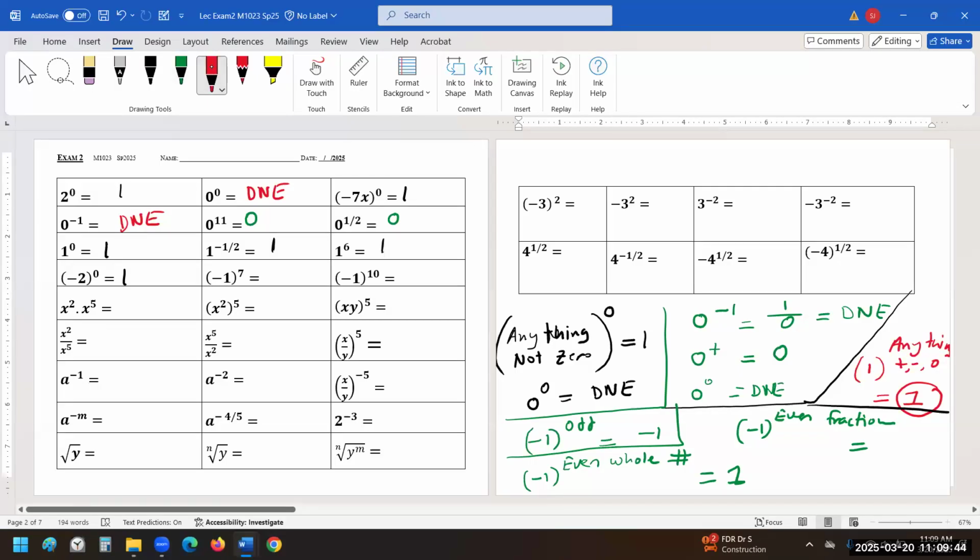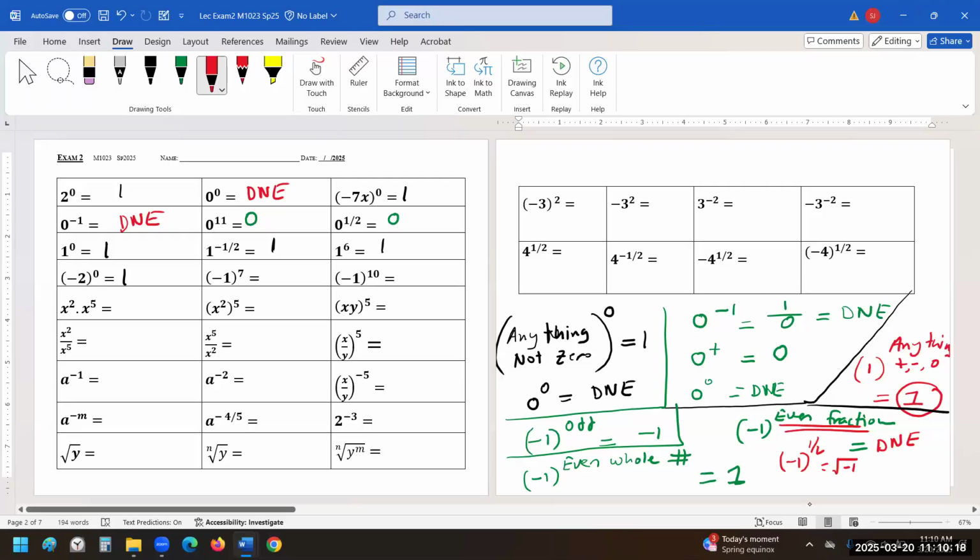On the other hand, if you have an even fraction, for example -1 to the 1/2 power, 1/2 means square root, right? So what is the square root of -1? It doesn't exist because it's imaginary. So if -1 has an even fraction power, the answer doesn't exist. But if -1 has an even power, an even whole number, the answer is always +1.